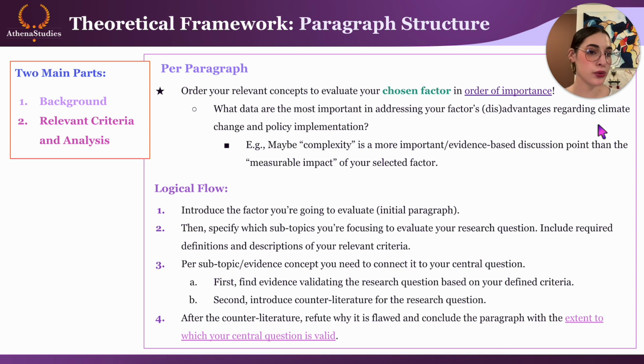Of course, include those required definitions and descriptions of your relevant criteria, and then get into a little bit of an analysis here as well when you are essentially finding evidence validating your research question based on the criteria, then also finding counter literature for the research question, so some caveats maybe for the literature that you have found in support or to basically validate the research question. And of course, after the caveat or the counter literature is introduced, then refute it and state why it's flawed or not developed enough, and so on.